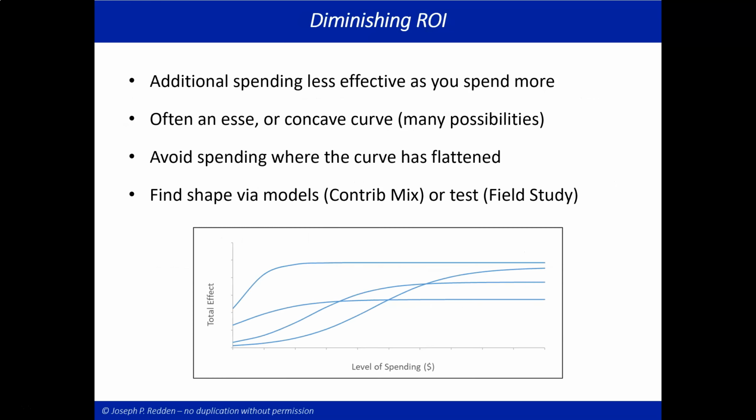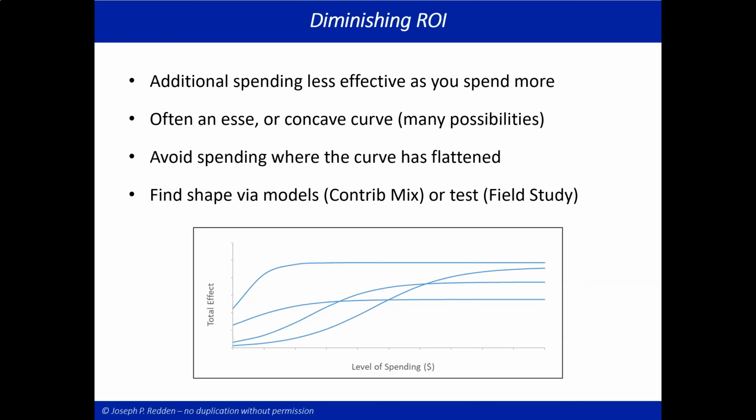Another way to think about your budgeting is diminishing ROI. As you spend more, it's going to tend to get less and less effective. So we're going to have a concave curve. That is, doubling the spending usually doesn't double the effect of it. There's lots of possibilities, but generally you're going to have some kind of flattening out as you get diminished ROI.